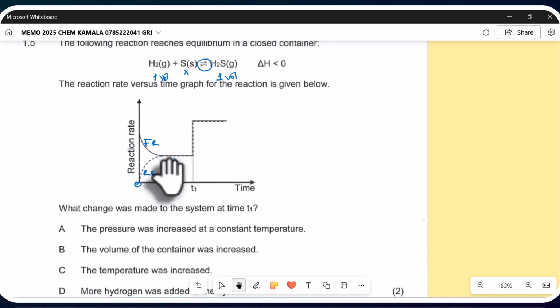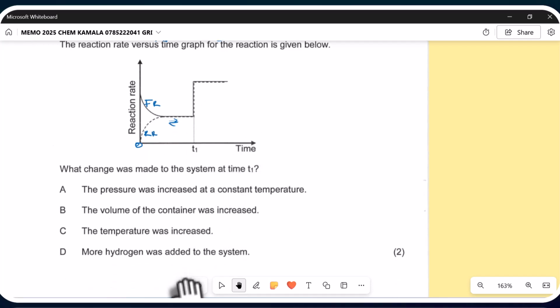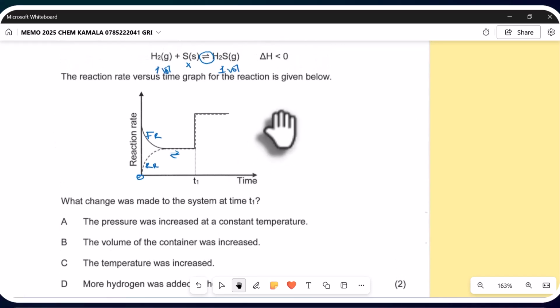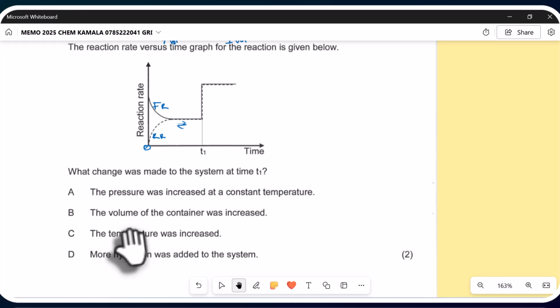Then the temperature was increased. Now, an increase in temperature, from Le Chatelier's principle, only favors the endothermic reaction, but here both of them are favored, so that's not the case as well. They say here the volume of the container was increased. Now, when the volume increases, because we don't have any change in the volume here, it will have no effect.